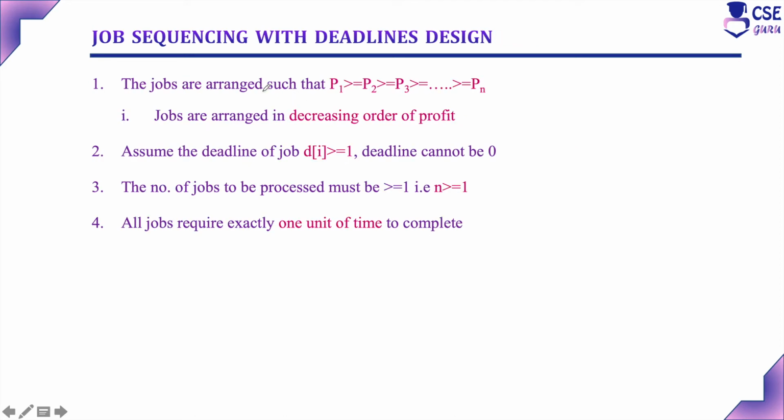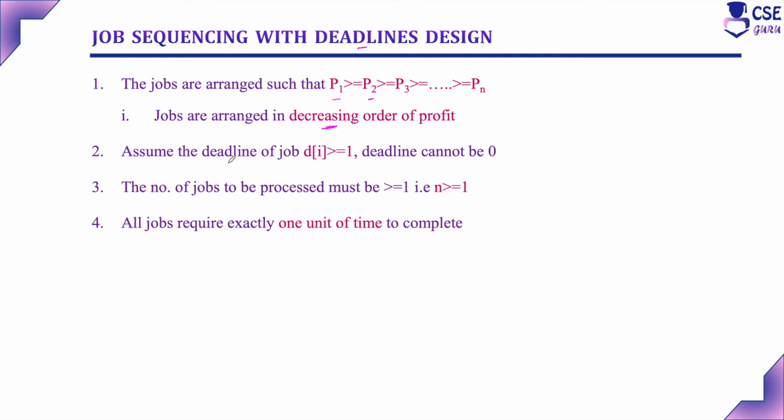Next, the steps to implement the job sequencing problem with deadline. The first step is, among the given n jobs, arrange the jobs such that P1 greater than or equal to P2 greater than or equal to P3 up to Pn. That is, the first job which earns the maximum profit, we need to give first preference, and the job which earns the next maximum profit, we give next preference likewise. The jobs should be arranged in decreasing order of profit. So this is the first step.